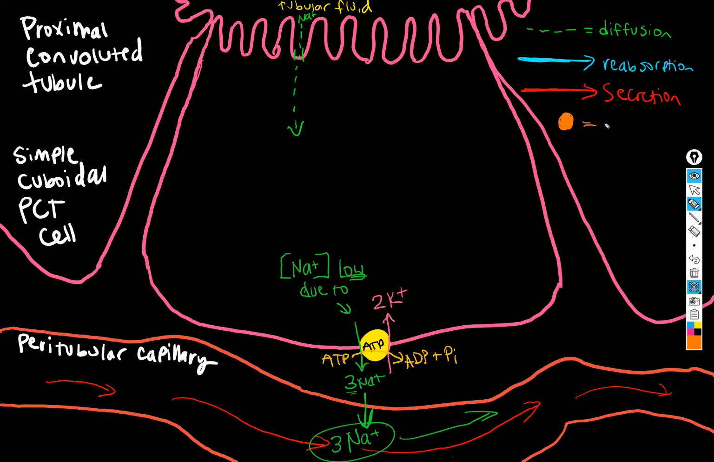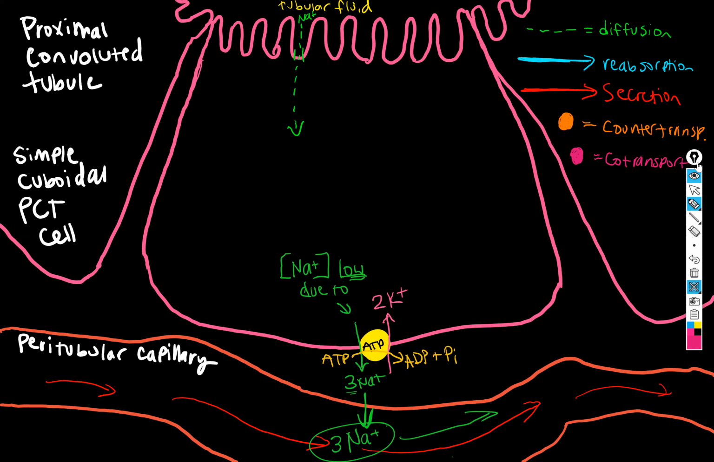orange for counter transport, which I've abbreviated here because I ran out of space. And then we're going to use this nice magenta color for co-transport. So counter means opposite direction, co means in the same direction. Okay.